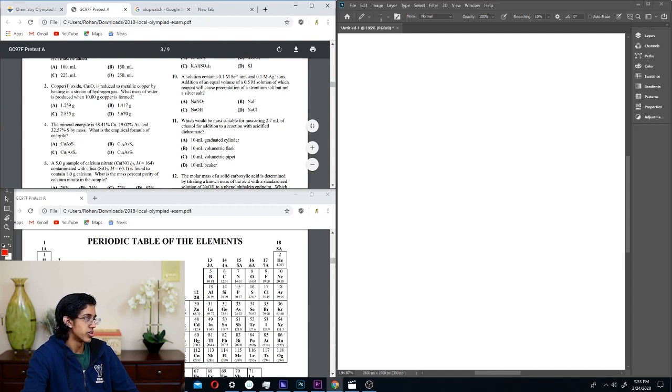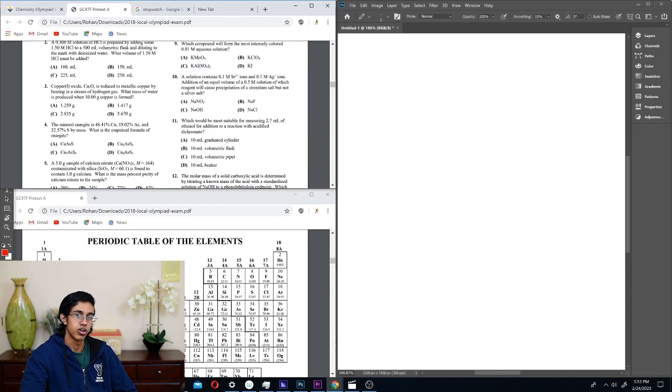So it's either C or B, and I don't know anything about fluorine, so it's probably going to be C. Let's go with C. I know the strontium hydroxide is not soluble, so that should be fine.